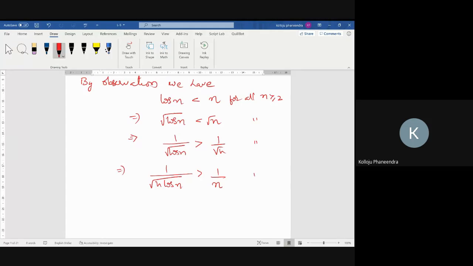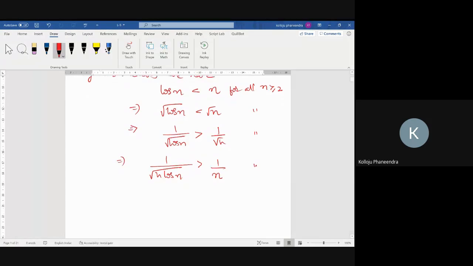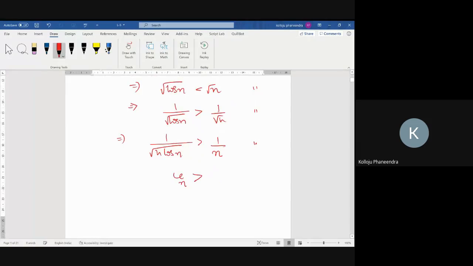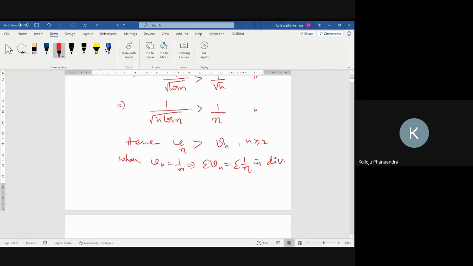Root n into root n is n. This is true for all n, and this is my series Un. And assume this series as Vn. Un is greater than Vn for all n greater than or equal to 2, where Vn is what series? 1 by n. That implies sigma Vn is sigma 1 by n. What is this series? Divergent series, p value 1.